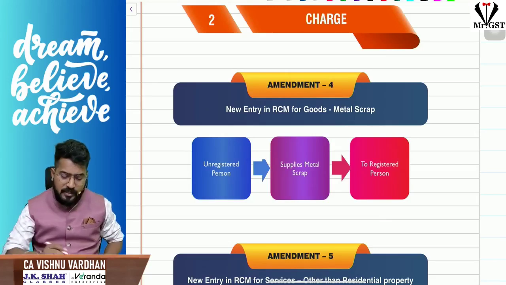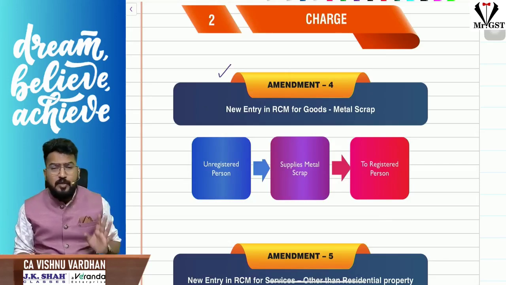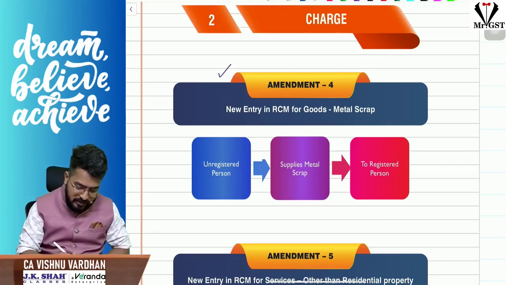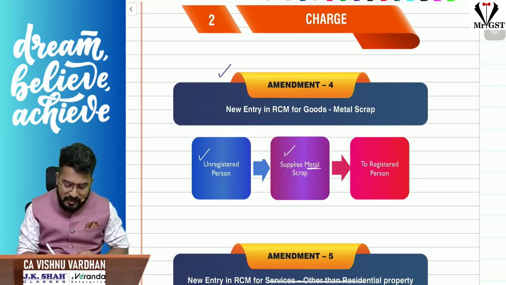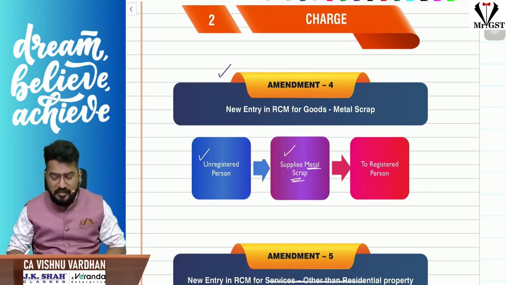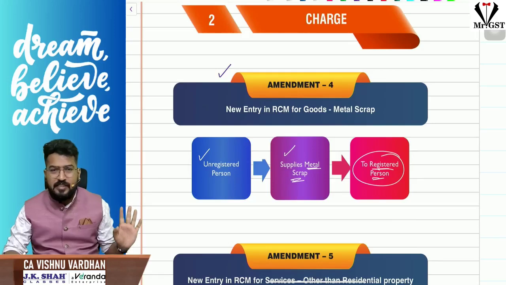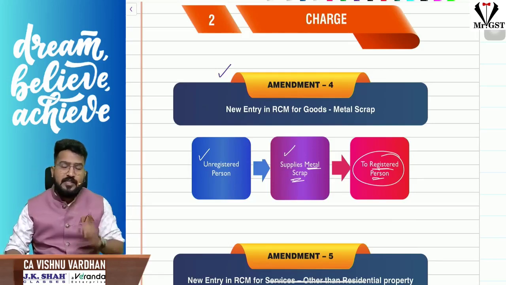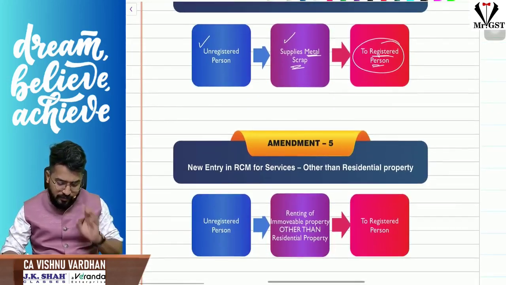Next amendment from the charge chapter, sir. Simple. With respect to RCM goods, one thing is added. If any unregistered person is making a sale to a registered person, and what he is selling is notified metal scrap, then it comes under RCM. The registered person is liable to pay GST. Simple. So I repeat, an unregistered person selling metal scrap to a registered person, then RCM comes into picture. One new entry has been added in RCM goods.